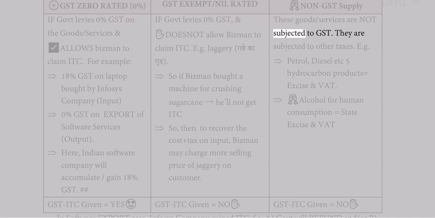Non-GST goods or services are not subjected to GST. They are subjected to other taxes. E.g. petrol, diesel, and other hydrocarbon products: excise and VAT. Alcohol for human consumption: state excise and VAT. GST ITC given: yes for zero rated; no for exempt; no for non-GST.